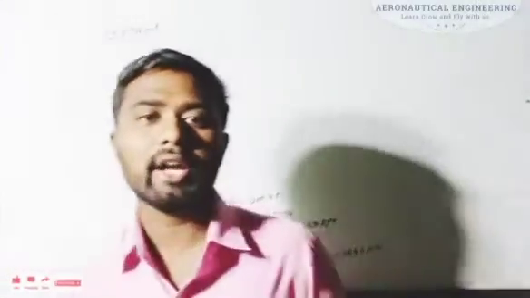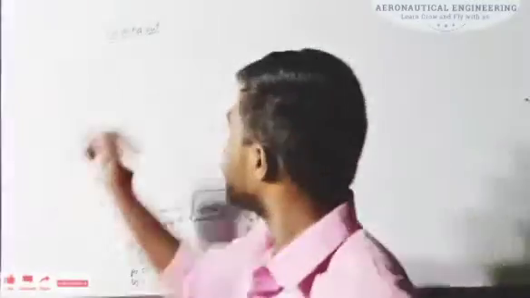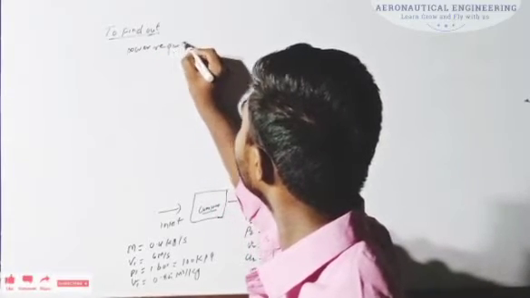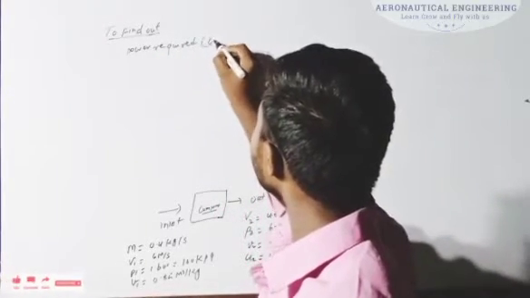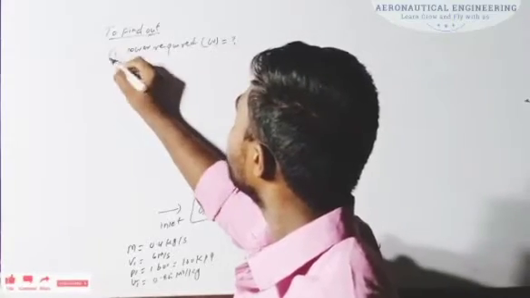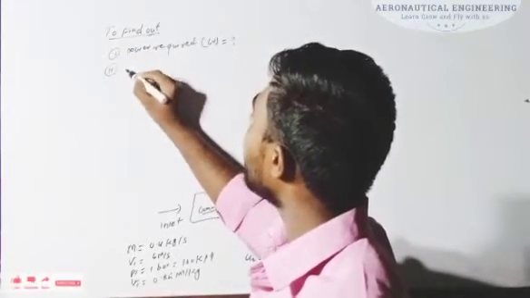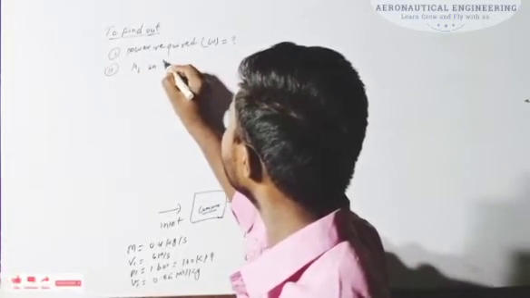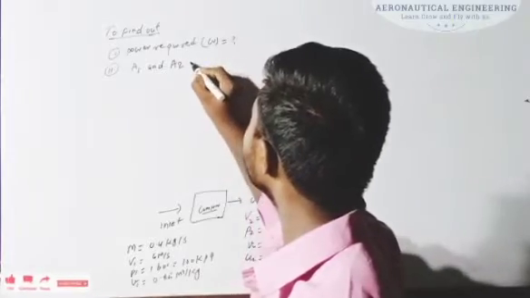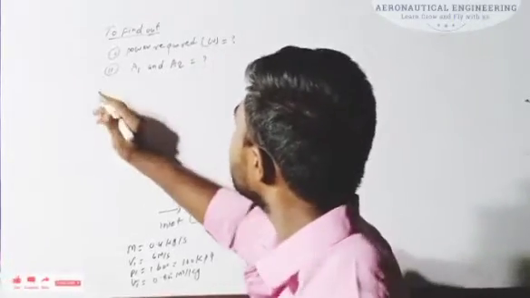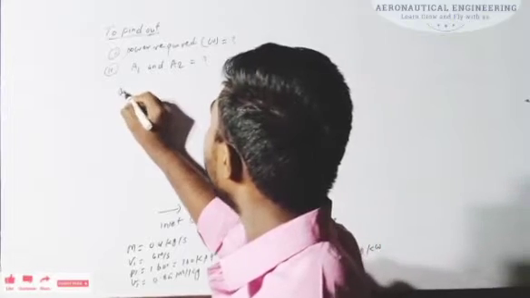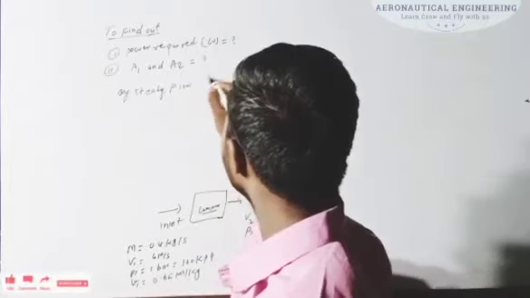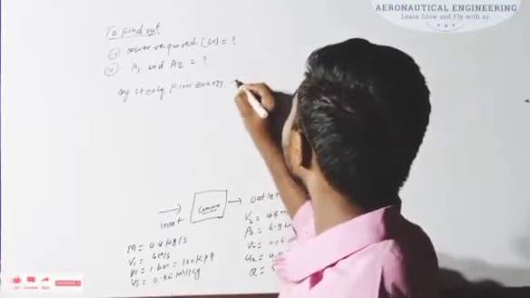We have to find the power required by the compressor to drive, which means the work done W. The second part is the inlet and outlet areas, so we have to find A1 and A2 by the steady flow energy equation.